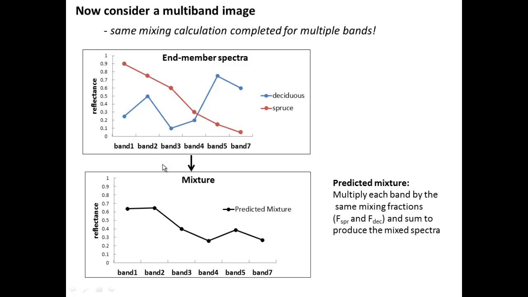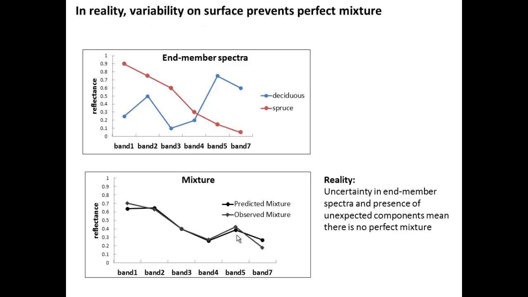Even though we have 6 different bands, keep in mind that the fraction of deciduous and the fraction of spruce are going to be constant. That has to do with what's on the ground. So those fractions should be the same for all 6 bands. Okay? So in theory, we could mix these end-member spectra by the same fractions and get some predicted mixture. So that's the ideal theoretical situation.